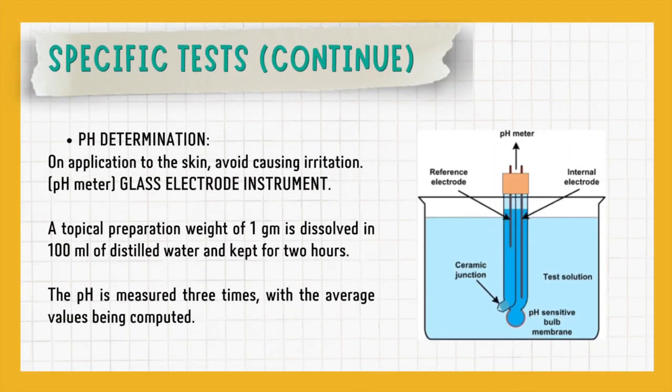pH determination. On application to the skin, avoid causing irritation. pH meter: a glass electrode instrument is used in this test. A topical preparation weight of 1 gram is dissolved in 100 milliliters of distilled water and kept for 2 hours. The pH is measured 3 times with the average value being computed.